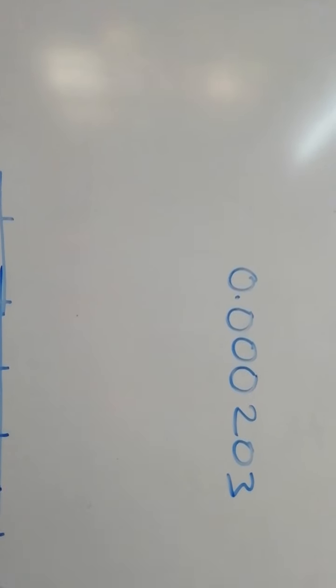Okay. Now there is another question. For example, sorry for all the interruptions in between. Another question is like this: 0.000203. Can you see the difference over here?